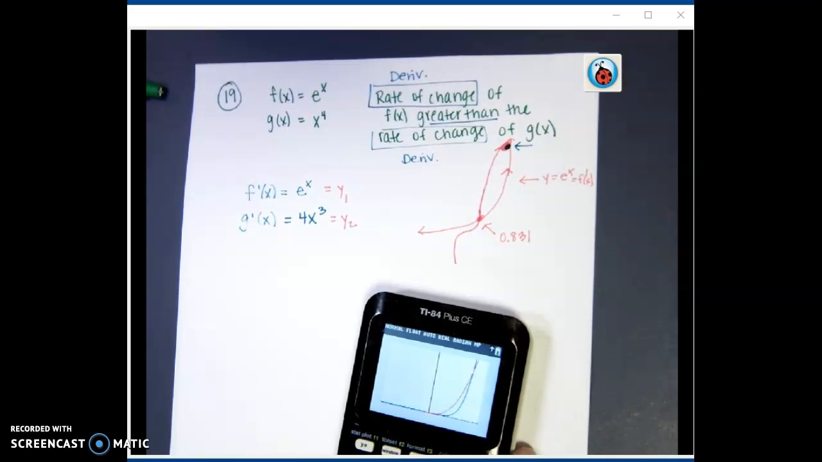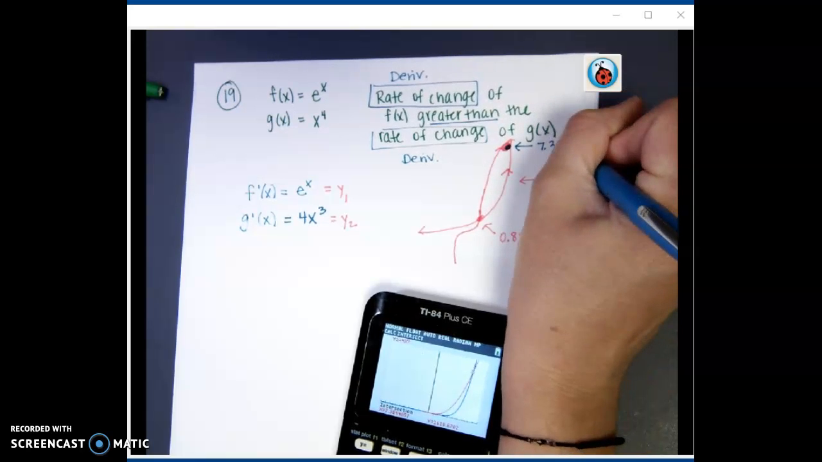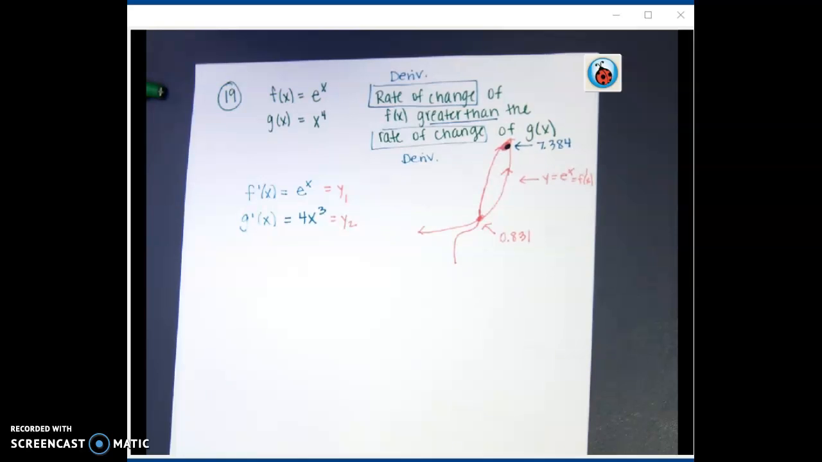I'm going to do second, trace, intersect again. Move the cursor. So that's at 7.384. Okay, so those are our two intersections.